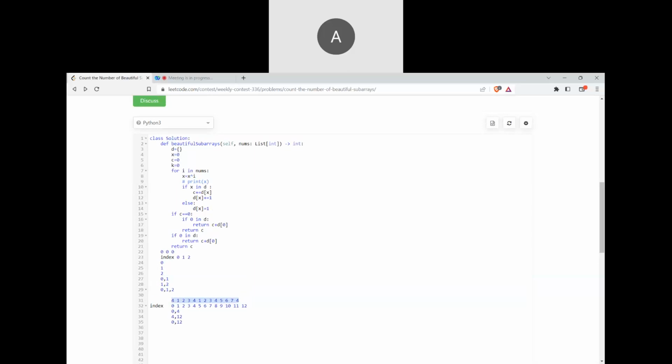There is one more subarray also, right? From index 4 to index 8. 5 to 8. Or 5 to 7. Yes, 5 to 7 also, 4 to 8 also. If the XOR value is again repeated, then even that would be considered.